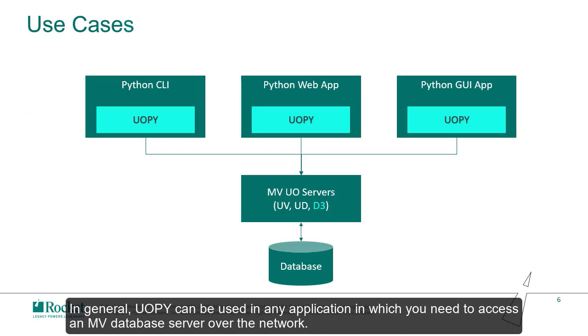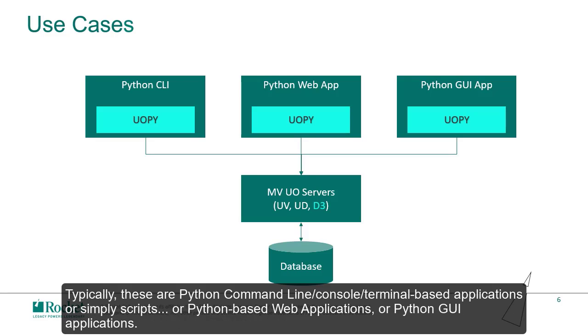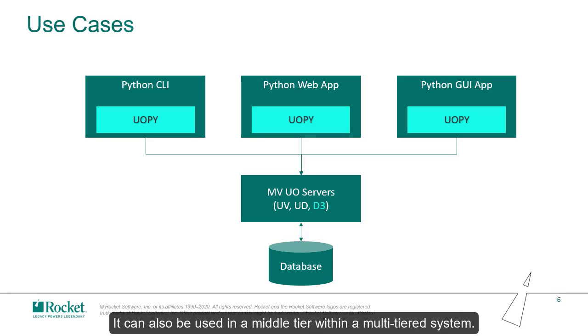In general, UOPY can be used in any application in which you need to access an MV database server over the network. Typically, these are Python command line, console, terminal-based applications, or simply scripts, or Python web applications, and Python GUI applications. It can also be used in a middle tier within a multi-tiered system.